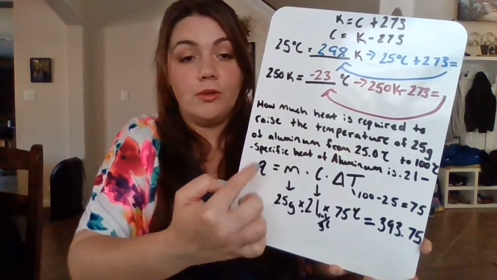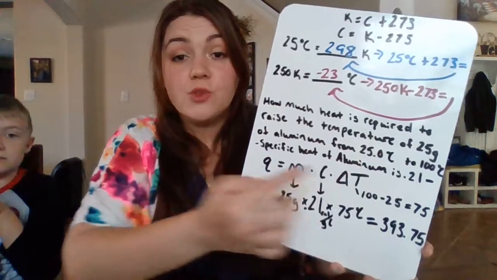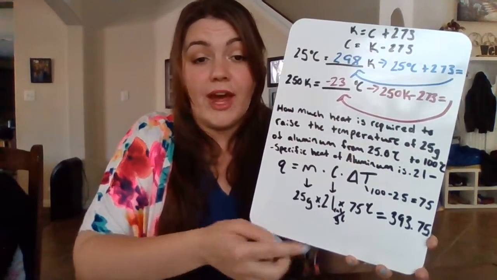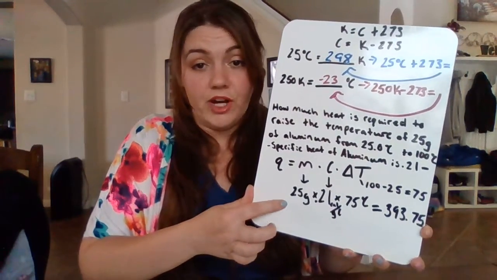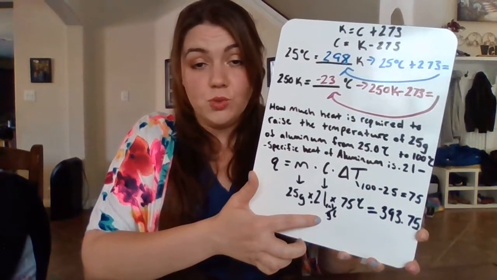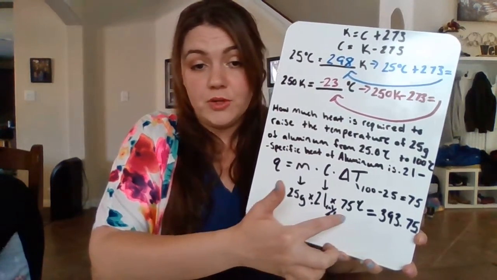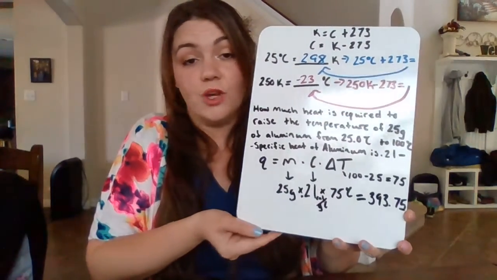So I went from, can't see it, it's backwards to me, from 25 to 100. So what's the change, 25 to 100? It's 75. So that's what's going to go there, 75. I literally just multiply them up. So 25, which is the mass, times 0.21, which is specific heat, times 75, which is the change in T, multiply them together, and you get 393.75. So that was the answer. That is an answer in your worksheet.